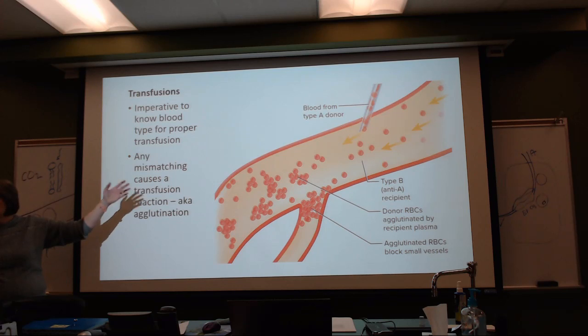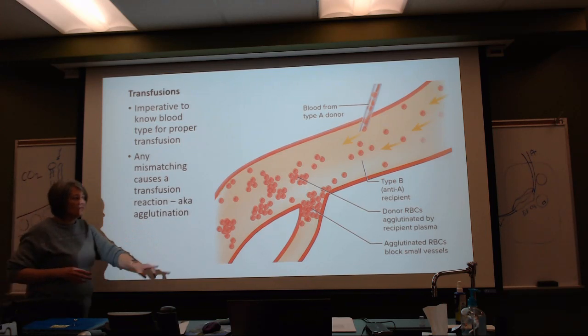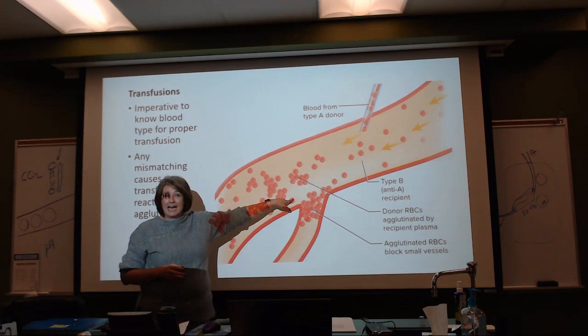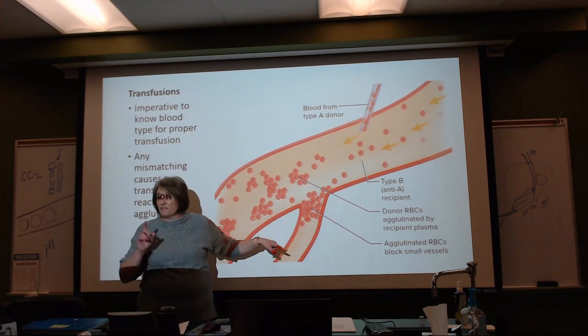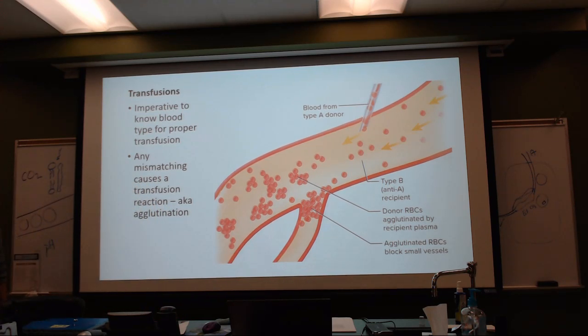Because the red blood cells that clump begin to block the blood vessels, smaller ones first, meaning the capillaries, where exchange occurs, where I need to be dropping off oxygen and nutrients to the tissues and picking up waste, and it doesn't happen. So everything builds up in those tissues. Those tissues begin to die.